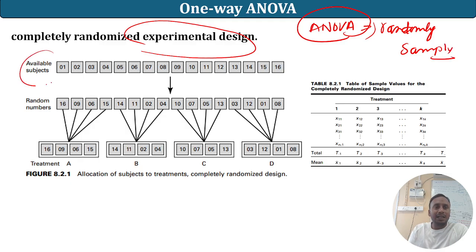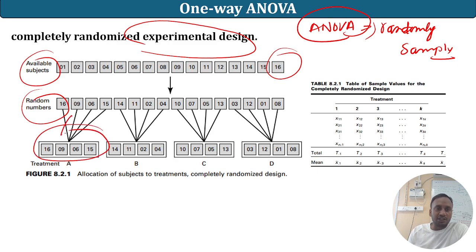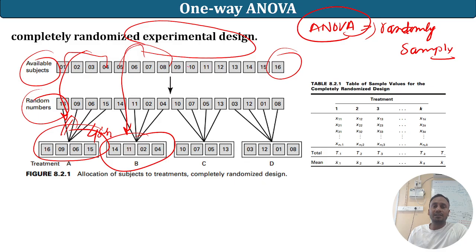Let's say we have 16 subjects available. After that, we took some random numbers. Then we categorized them: treatment A was done for 4 subjects, then treatment B for 4 subjects, and that was a random sample. It was not like we took 1, 2, 3, 4 for treatment A, then the next 4 go with B, then the next 4 go with C. We didn't do it like that. We have done random number generation.